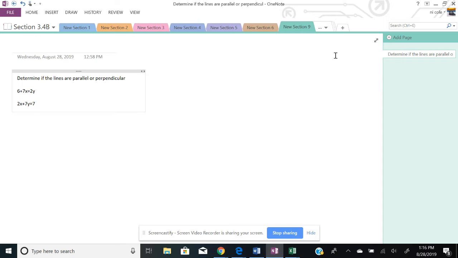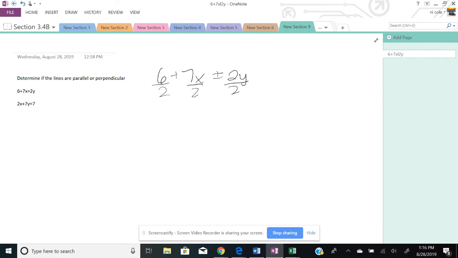All right, let's look at this problem. Okay, again, I'm going to have to determine my slope. So I'm going to write 6 plus 7x equals 2y. I have to get y by itself, so I'm going to divide by 2, divide by 2, divide by 2. So I'll have 3 plus 7 halves x equals y. My slope would be this 7 halves, so m for this equation is 7 halves.